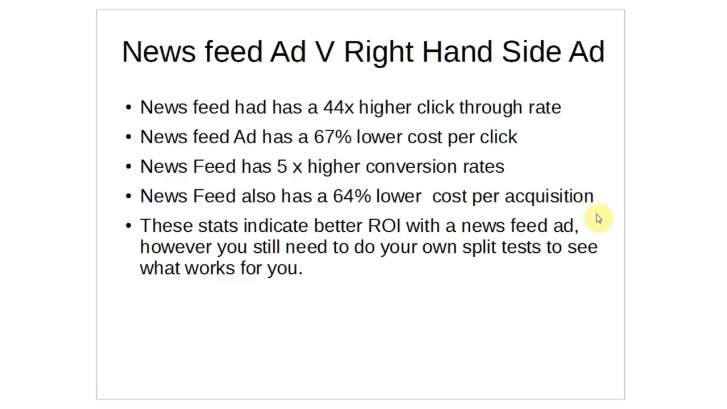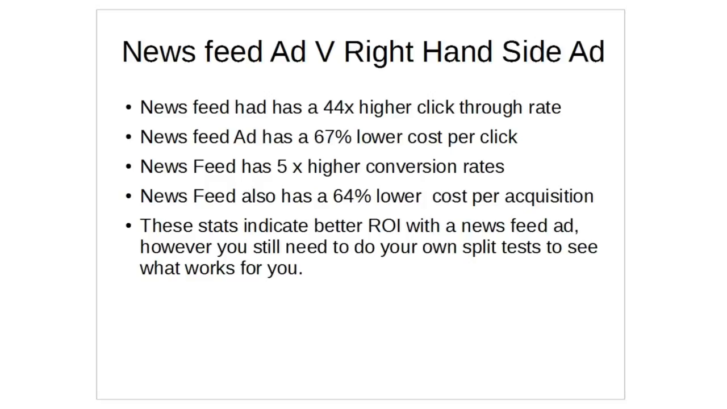When it comes to choosing between the newsfeed ad and the right-hand side ad, your newsfeed ad has 44 times higher click-through rate on average. A newsfeed ad has a 67% lower cost per click, 5 times higher conversion rates, and also a 64% lower cost per acquisition. And while these stats do indicate you get a better ROI with a newsfeed ad, you still need to do your own split test to see what works for you, because there are some businesses out there who find they are more successful and maybe their business is more suited to a right-hand side ad.